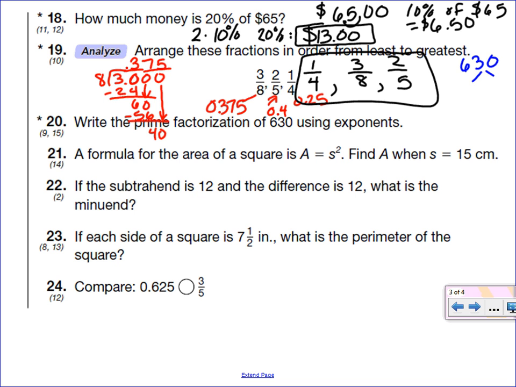So 2 numbers that multiply to give me 630, well, 63 and 10 must. And then 2 numbers that multiply to give me 63 are 7 and 9. 2 numbers that multiply to give me 10 are 2 and 5. Of those 4 numbers I have right now, 7, 2, and 5 are already prime. And the factors for 9 are 3 and 3.